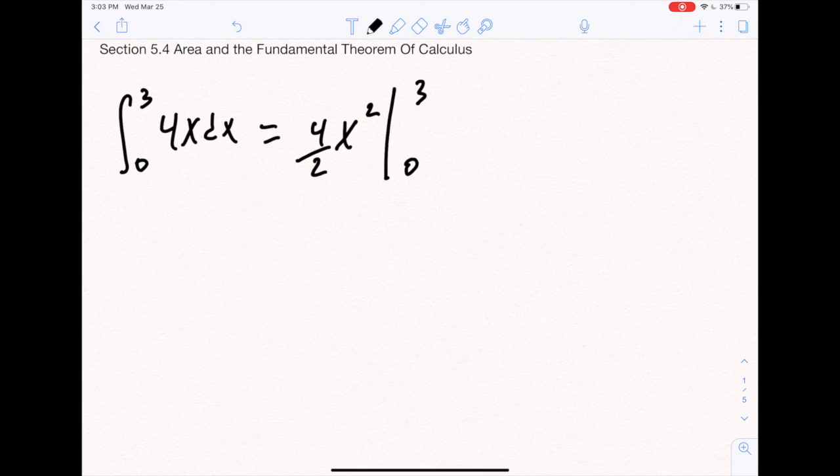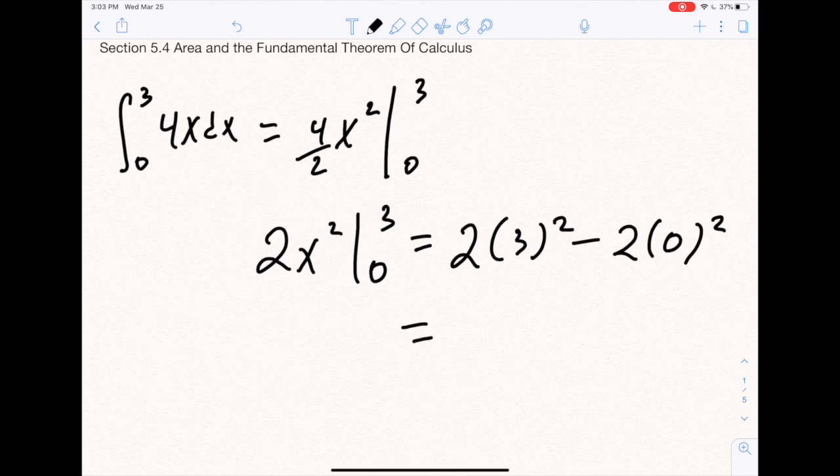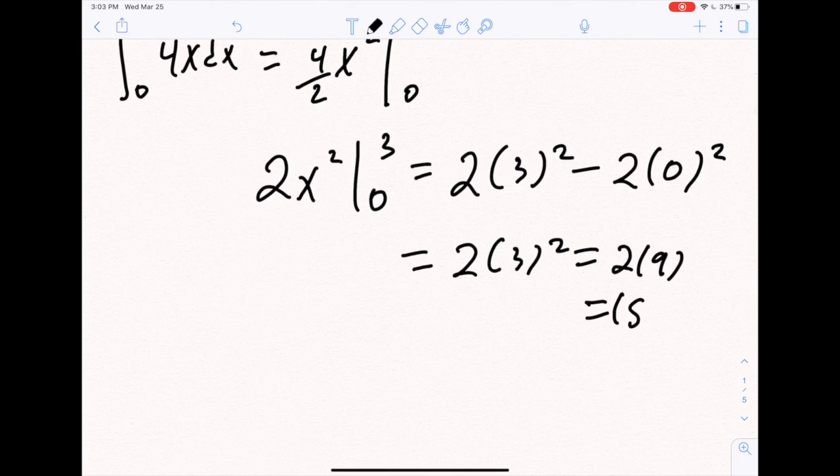So the integral from 0 to 3 of 4x dx is 4 over 2 x squared evaluated from 0 to 3. And when we have this evaluated from 0 to 3, that's the same as 2x squared evaluated from 0 to 3, which is 2 times 3 squared minus 2 times 0 squared, which is just 2 times 3 squared, which is 2 times 9, which is 18.